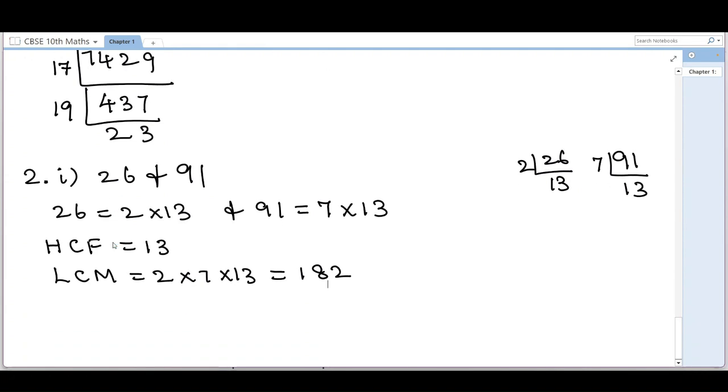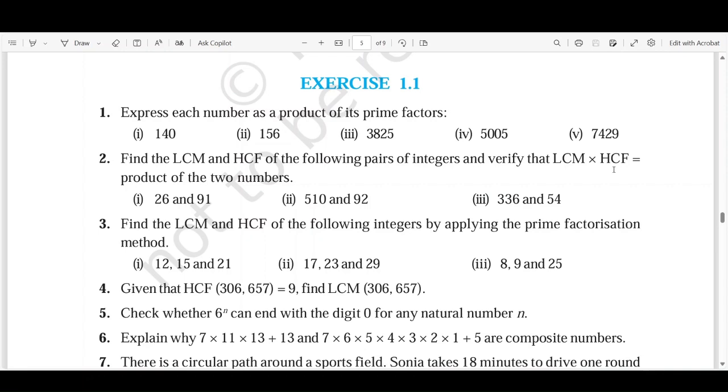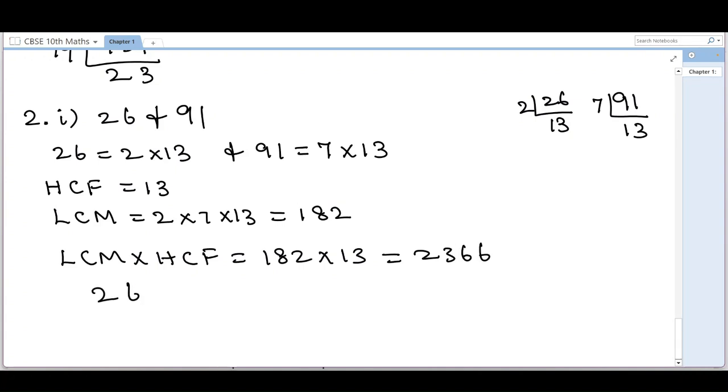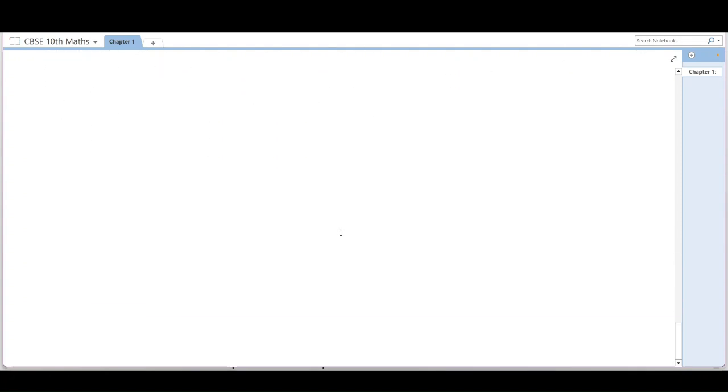So now we have to verify the condition that LCM into HCF equal to the product of two numbers. So LCM into HCF equal to 182 into 13, which is nothing but 2366. If you multiply the given two numbers, we will be resulted with 2366. So both are equal. So thus we have verified the condition.